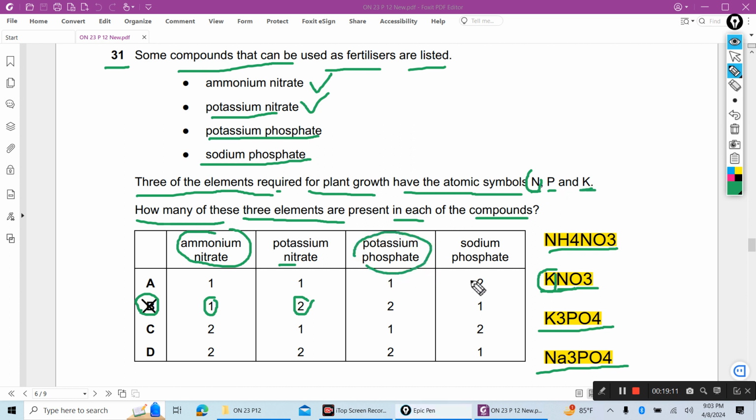Potassium phosphate: potassium and phosphorus, so 2 elements present. Sodium phosphate: phosphorus present, P present, so 1. B is the correct answer.